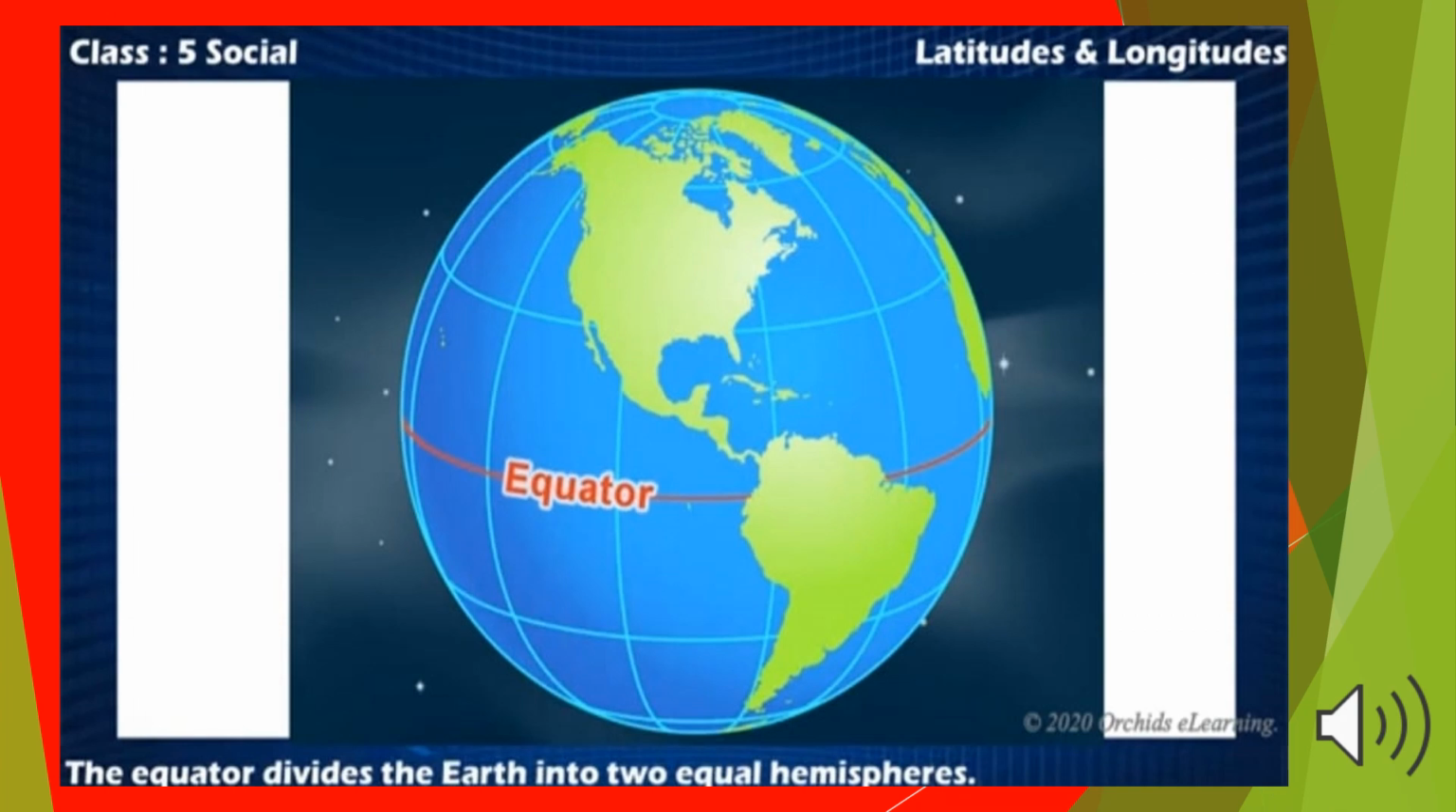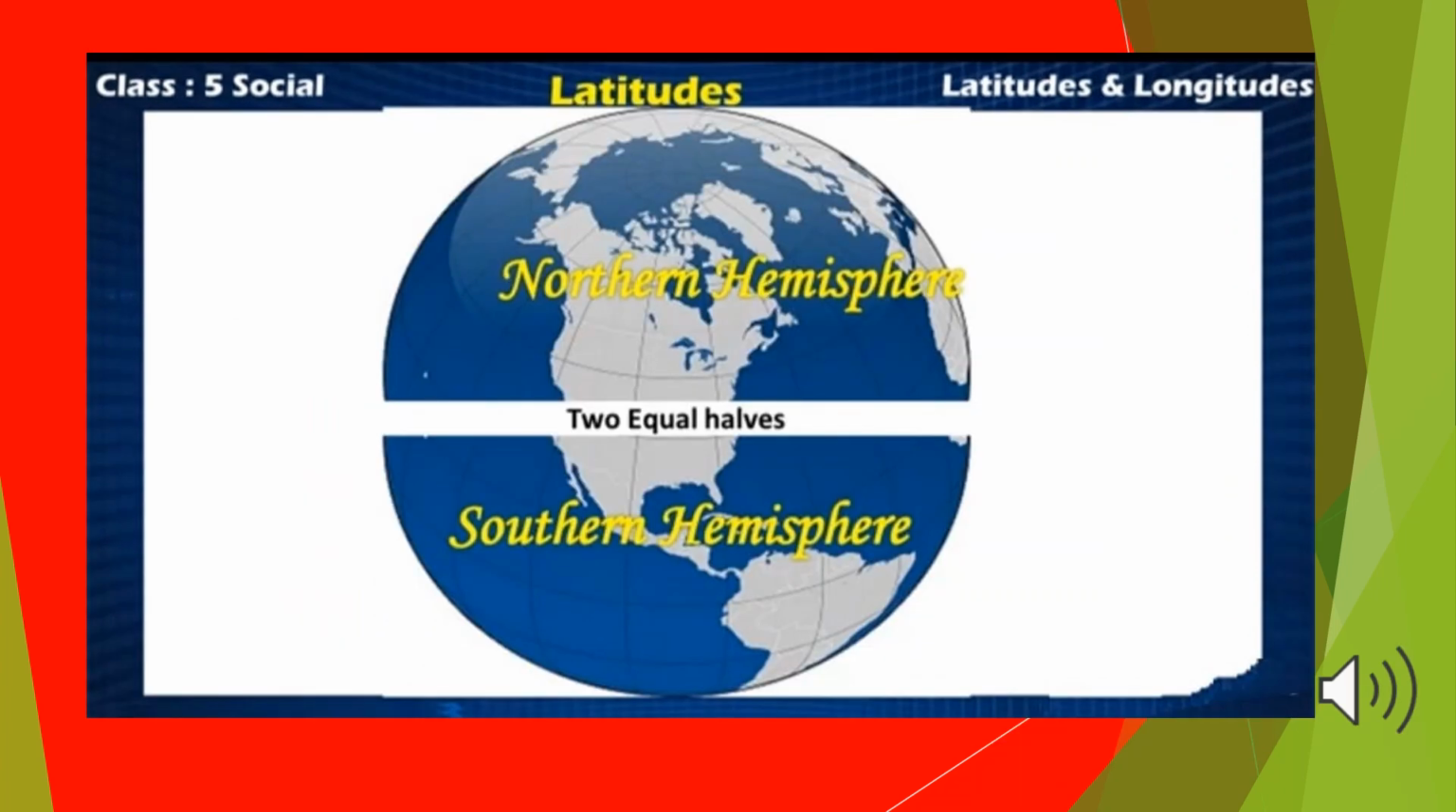Between these two poles, there is an imaginary line that divides the Earth into two equal halves. This imaginary line is called the equator. The part of the Earth lying above the equator is called the northern hemisphere, and the part of the Earth lying below the equator is called the southern hemisphere.